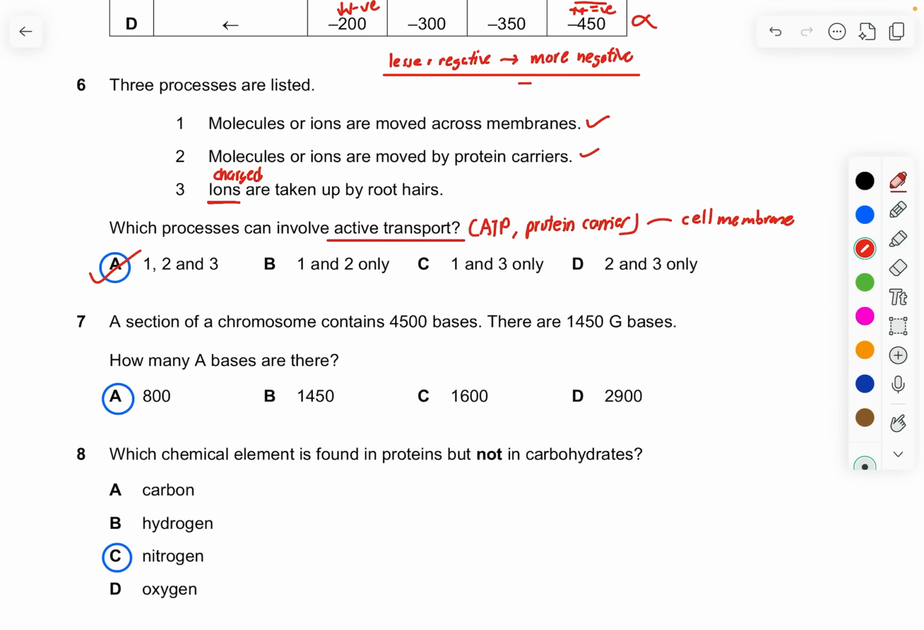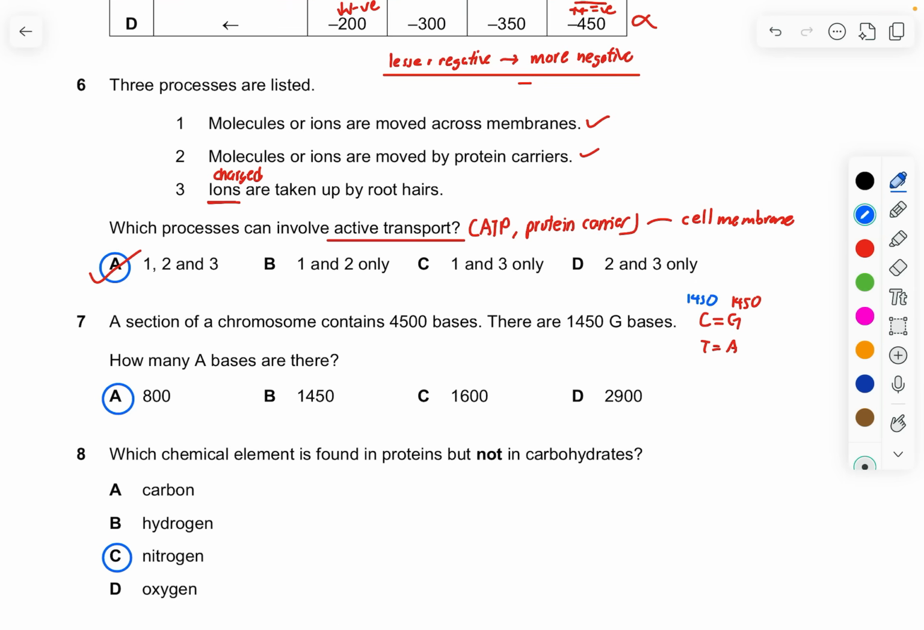Question 7. A section of chromosome contains 4,500 bases. There are 1,450 G bases. How many A bases are there? So how would you do this? You know that C and G are best friends, and T and A are best friends. So given that G is 1,450, C also has to be 1,450 because it must have equal bases.